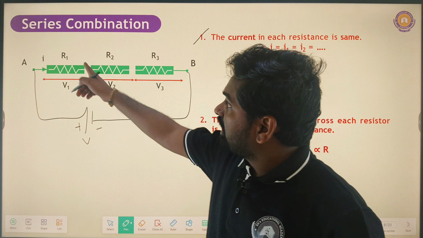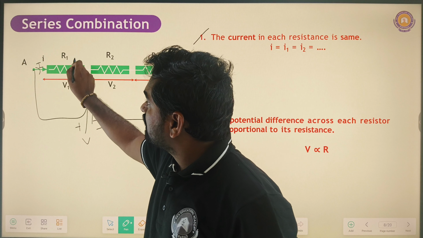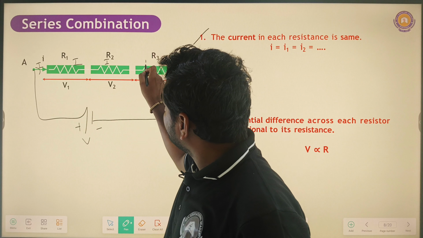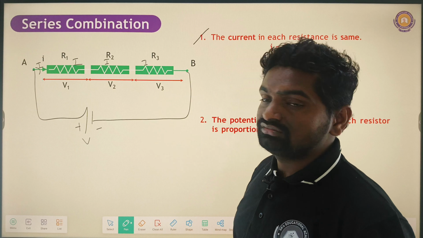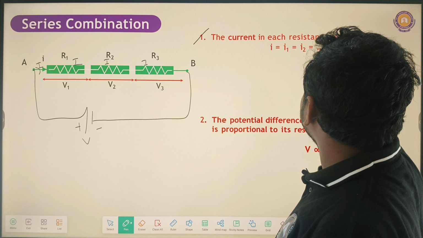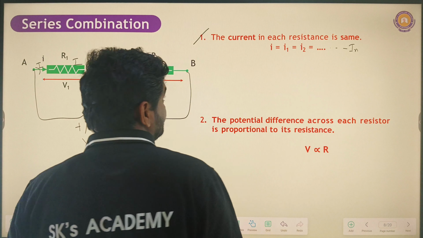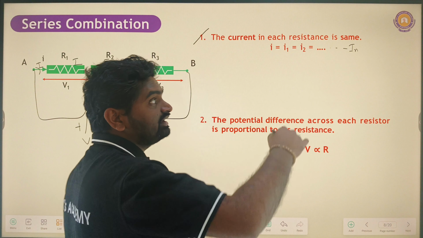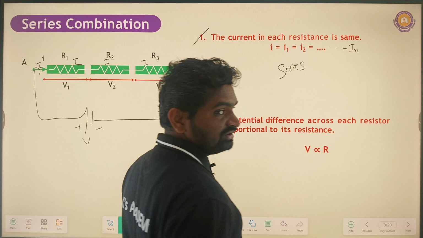You take R1, R2, R3. I am applying current I here, so here also I, no change. In series connection, current will always be constant. So I is equal to I1 is equal to so on up to IN. The current in each resistance is always the same in series connection. Okay? Clear?